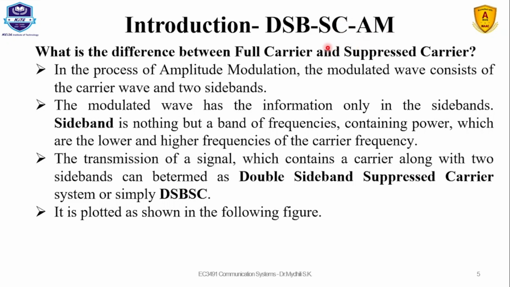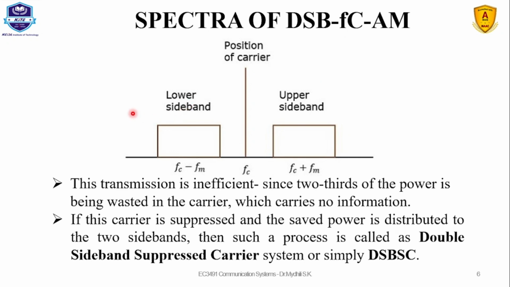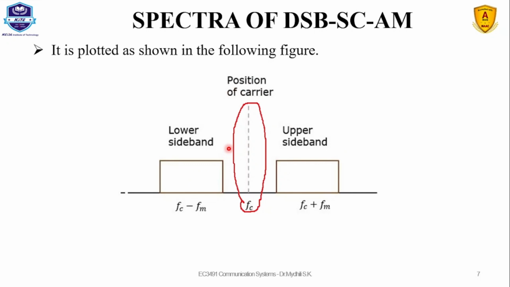So this is the plot we will be seeing when we go for the next case, double sideband suppressed carrier AM. Here we have the lower sideband, carrier and upper sideband. When transmission is happening, the carrier position is also transmitted along with the upper sideband and lower sideband, which is not necessary. So in order to save transmission power and make it efficient, we are going to suppress the carrier part and see how the transmission happens.